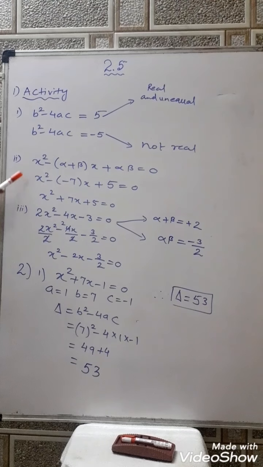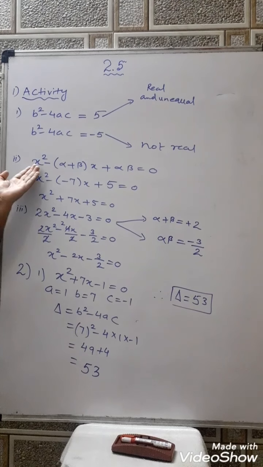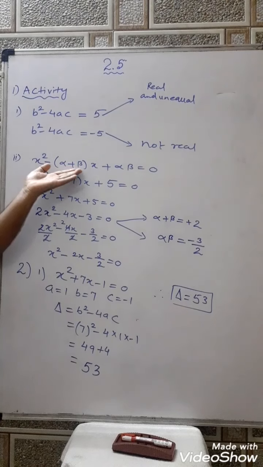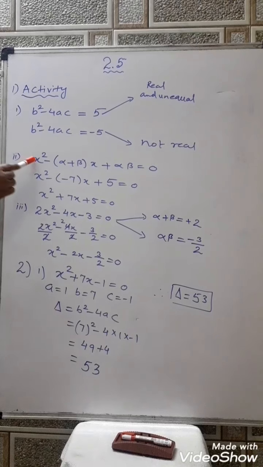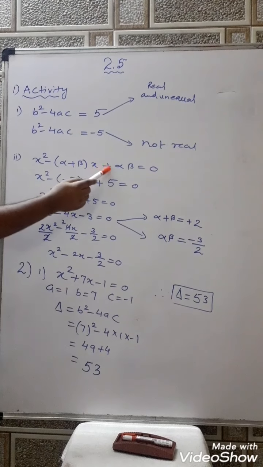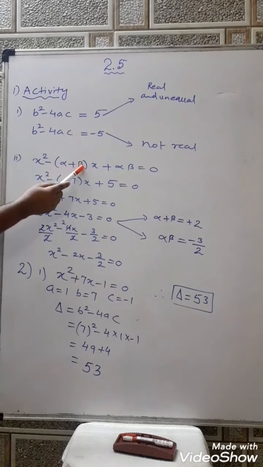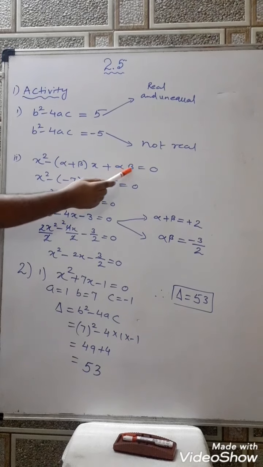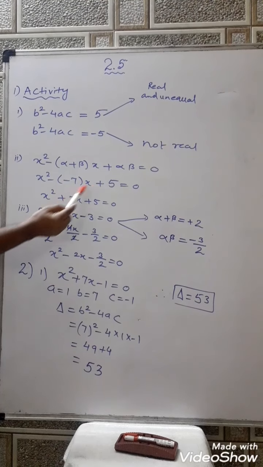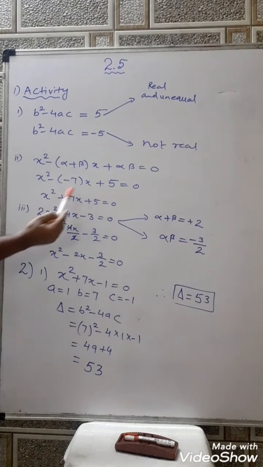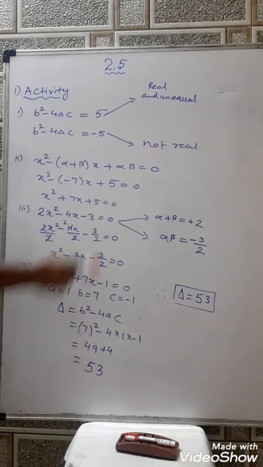In the second part, we have to write down the equation for the given roots. Here the sum of the roots is given as minus 7, and the product of the roots is 5. So we know x square minus alpha plus beta x plus alpha into beta equals 0. Substituting the values, the sum of the roots is minus 7 and the product of the roots is 5. Here minus minus gives plus, and the other sign is already plus. So in the end we get x square plus 7x plus 5 equals 0.